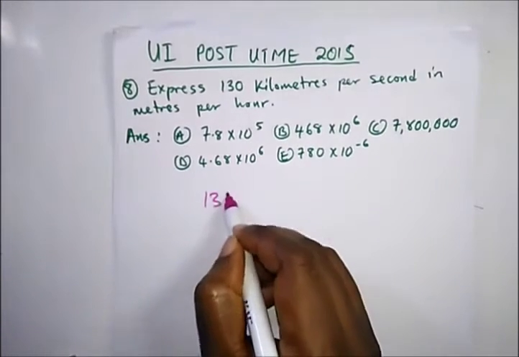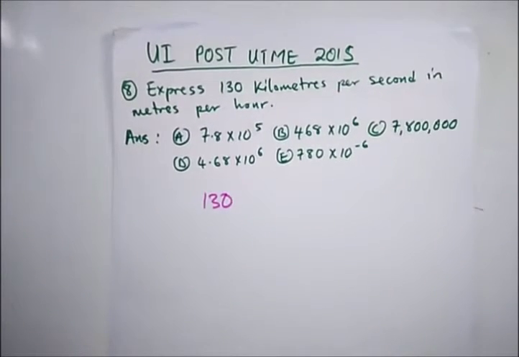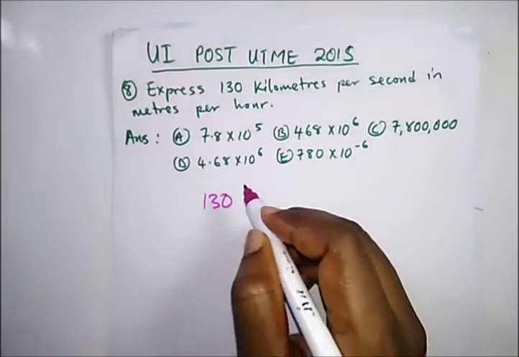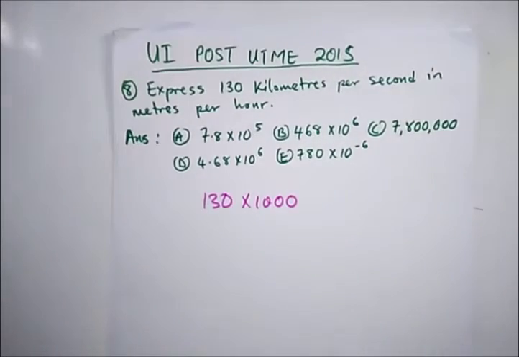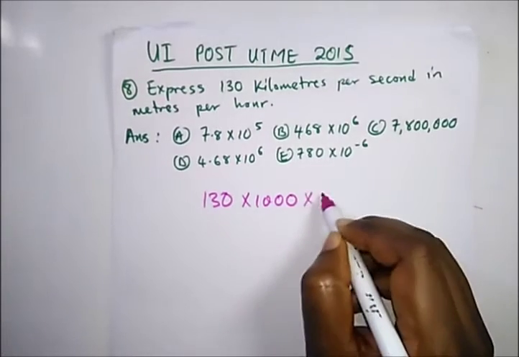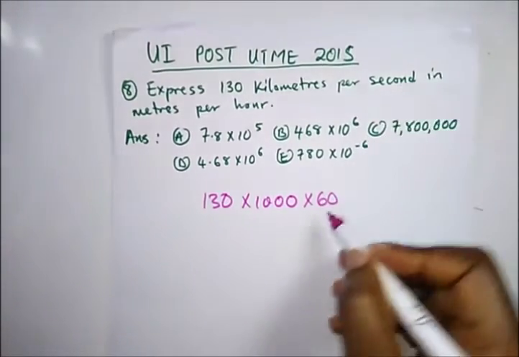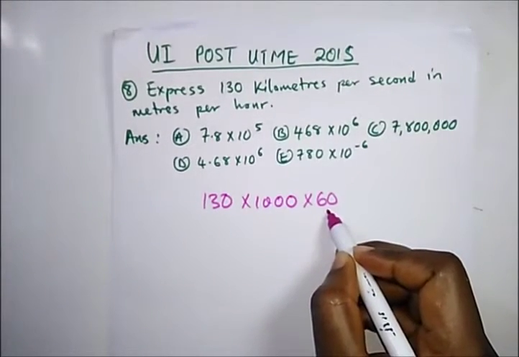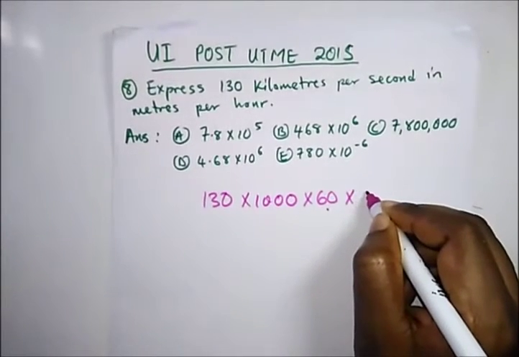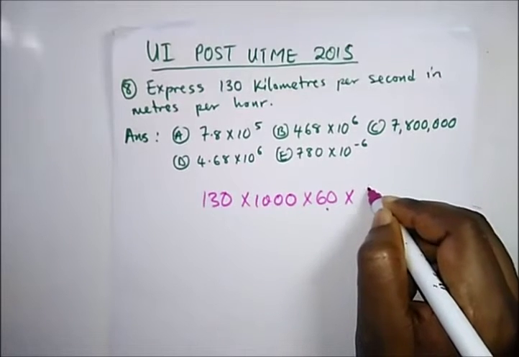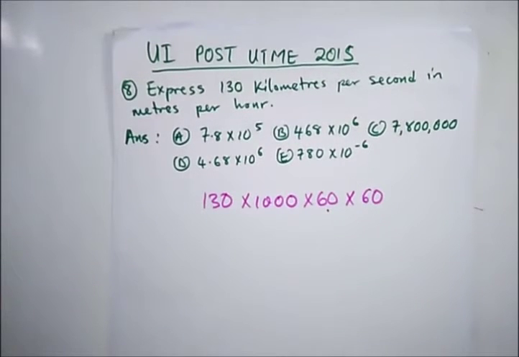So we have 130 kilometers per second in meters per hour. Converting to meters, the first thing is to multiply by 1000. And converting to per hour, we'll multiply by 60. Since it's in seconds, multiplying by 60 converts it to minutes. Then we're taking it to hours, so we'll multiply by another 60.